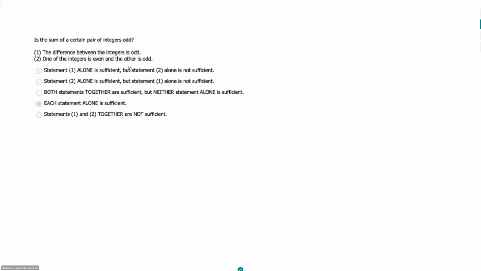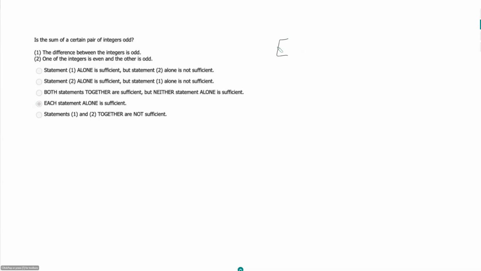Is the sum of a certain pair of integers odd? So that is an alert that this would be a good time to review our even and odd rules when we are, let's do both, when we are multiplying and when we are adding.